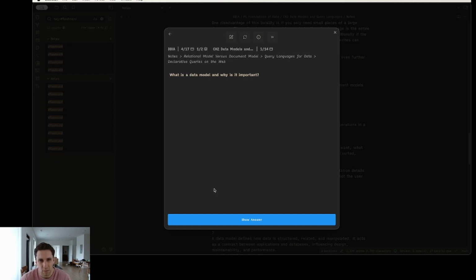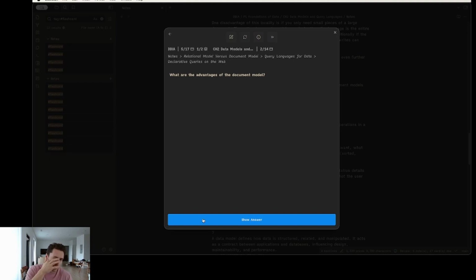What is a data model and why is it important? Who is your daddy and what does he do? What is the data model? And why is it important? It dictates how we think and therefore solve problems that we face. Influencing design, maintainability, and performance. I'm going to keep that as hard.